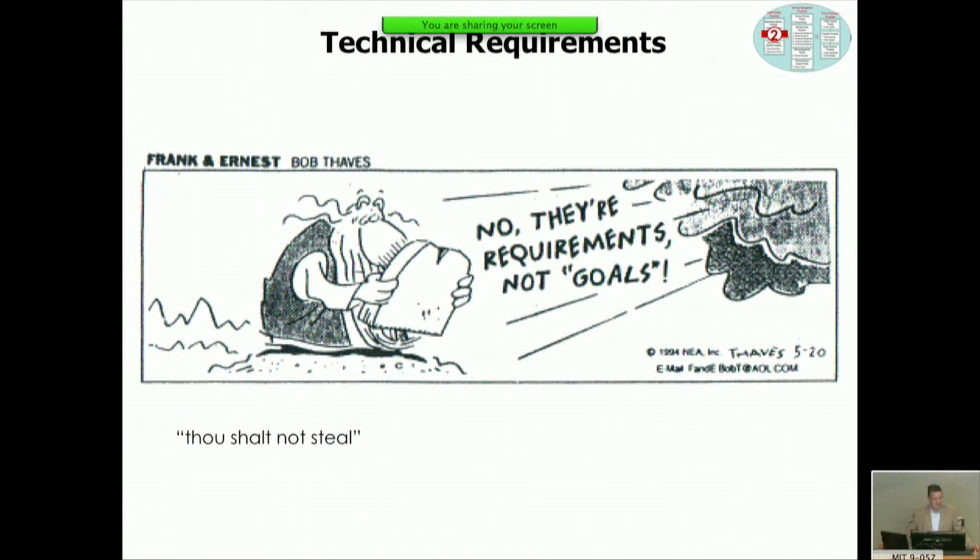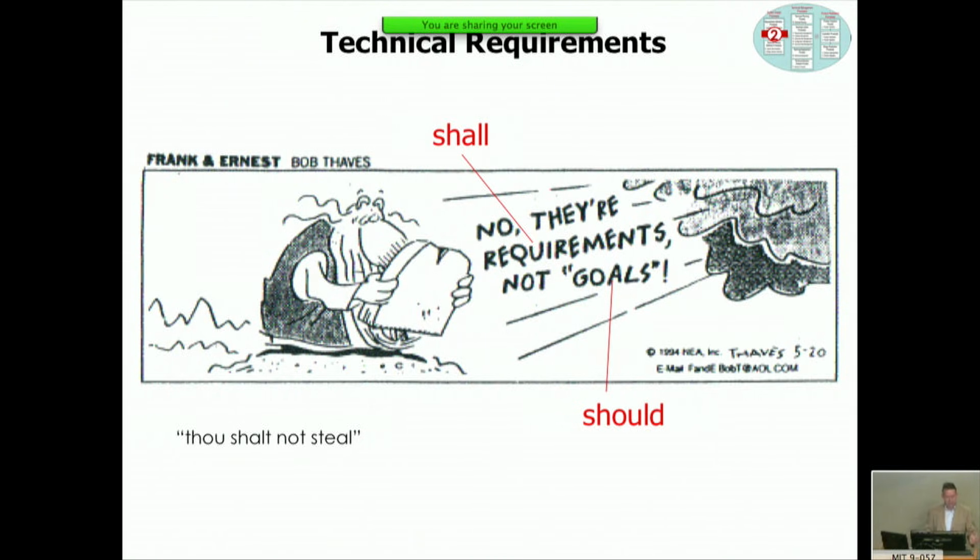So I think I've already said this, but I just want to make it clear again. I like this cartoon. This is Moses, right? Moses just got the tablets, the stone tablets. The 10 Commandments. And one of them is, thou shalt not steal. And God says out of the clouds, no, they're requirements, not goals, right? So what God is saying is the 10 Commandments are shall, and not should. Even though I think some of us don't always succeed at that, but that's basically the idea.